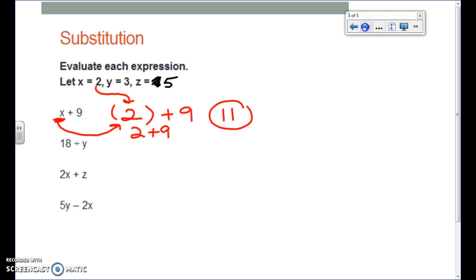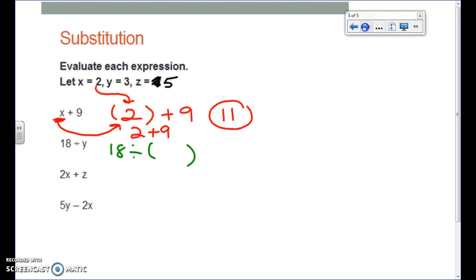All right. So again, let's try another one. This time it says 18 divided by y. So we're going to start with 18 divided by, and then some open parentheses for whatever that variable equals. And now the reason we use open parentheses is because later on when we have negative numbers, it's going to be confusing with the signs, with the positive and negative signs if you don't keep it in parentheses.